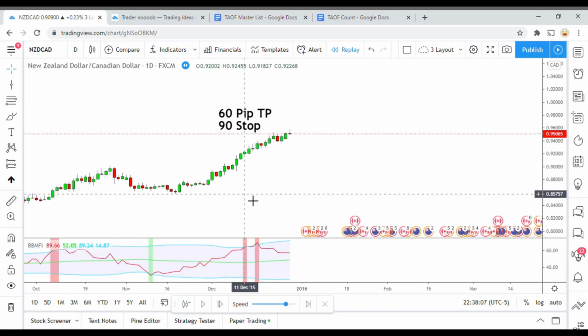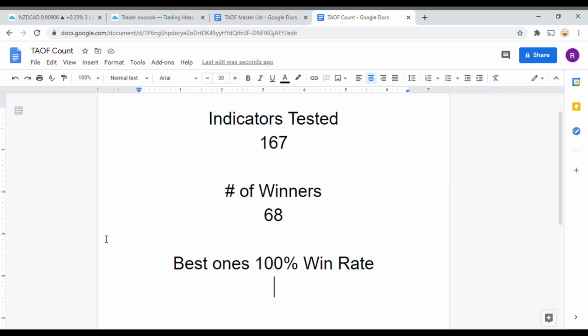All right, as I said, today we will be testing the Bollinger Band Money Flow Index indicator. But before we do, I wanted to put the indicator scoreboard up for everyone to see.